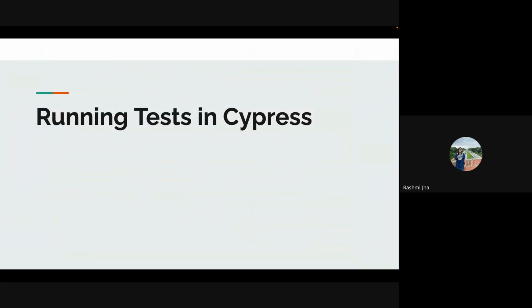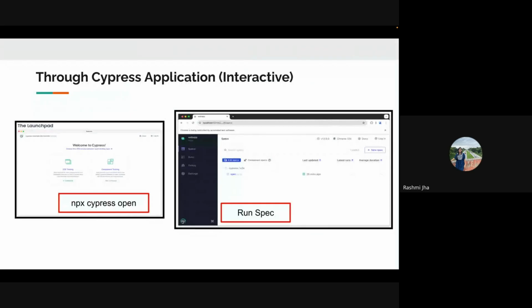Now let's see how to run tests in Cypress. In our previous slide, I have already explained how to launch our Cypress tool, and then coming to the browser and choosing the spec file. After clicking on your specific spec file, you can run your test using the Cypress tool.